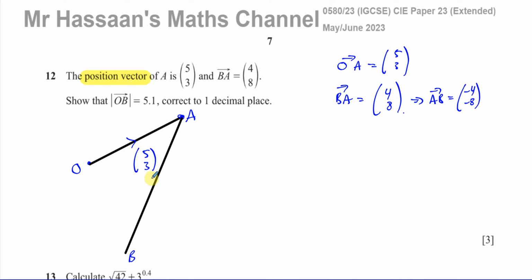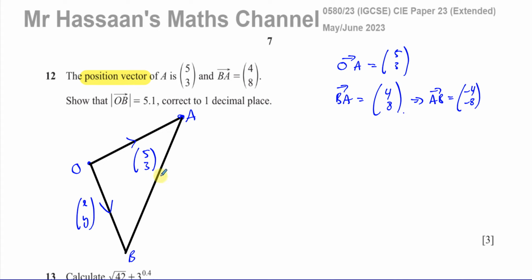In fact, we have to find the vector now from O to B. Once we've found the vector from O to B, we can then find its magnitude. So show that the magnitude of the vector O to B is 5.1, correct to one decimal place. So we have to find this vector here. This is what we're looking for. Let me call it (x, y). That's what we're going to find.